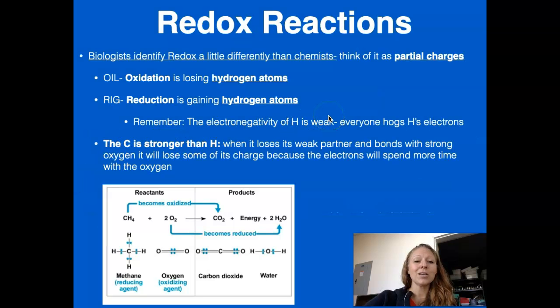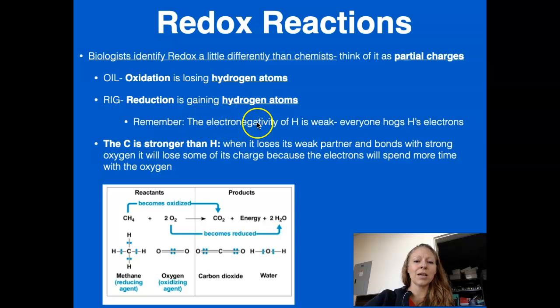So biologists identify redox a little bit differently than chemists. It's simply because in the scope of this class, in the scope of intro biology, we're looking at basically two equations, and that is going to be photosynthesis and cell respiration. And so we can look at it a little bit differently. It's the same and it's different. So oil, oxidation is losing hydrogen atoms. It's going to be the same thing. And reduction is gaining hydrogen atoms. Let's look at what I mean by this.